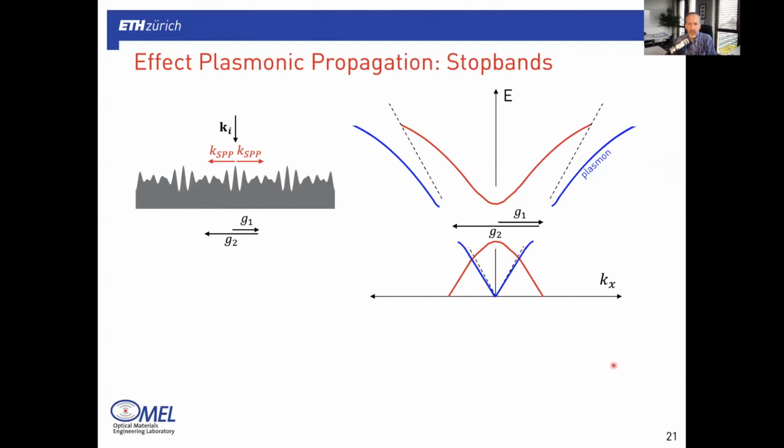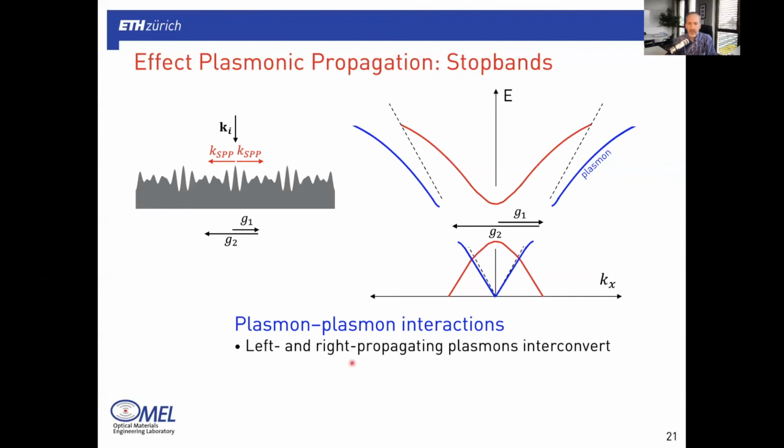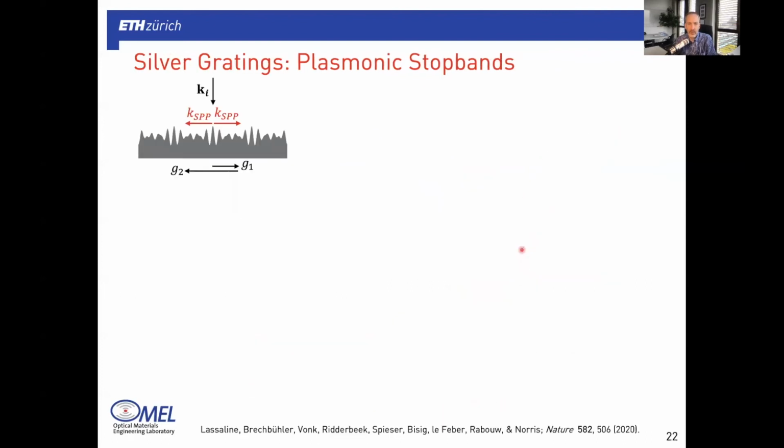And the reason it's going to create a stop band is basically you can start thinking about the plasmons interacting with each other, so that left and right propagating plasmons are going to be interconverting, and then neither can propagate. So as soon as the right one starts to propagate, it goes left and then right and left. So this leads to a plasmonic stop band, which is a range of energies for which the plasmons can't propagate because they're constantly interconverting. Okay, so this is a PowerPoint cartoon, but what about experiments?